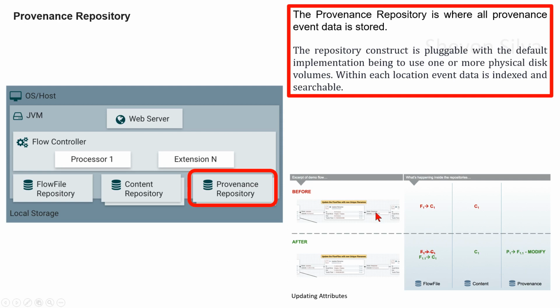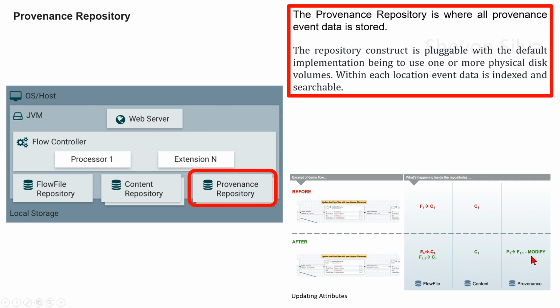Here you can see response is connected to UpdateAttribute, and UpdateAttribute is connected to success, before and after. In the flow file repository before, F1 is pointing to C1, and in the content repository you can see C1. After, you can see F1.1 is pointing to C1, and in the content repository you can see C1.